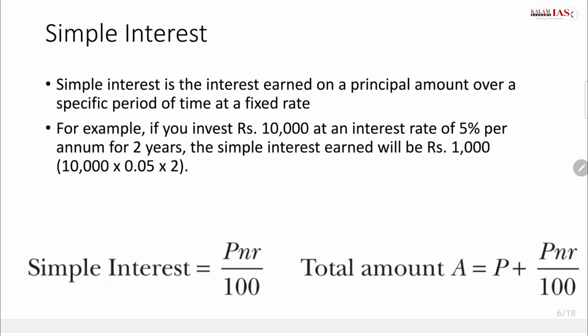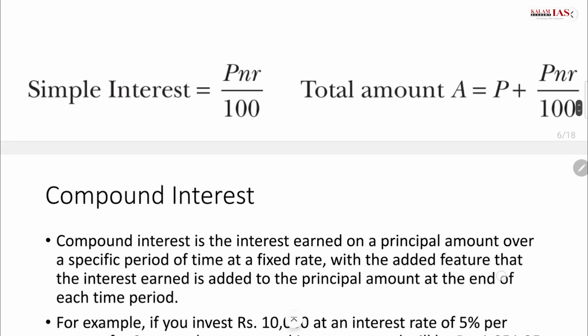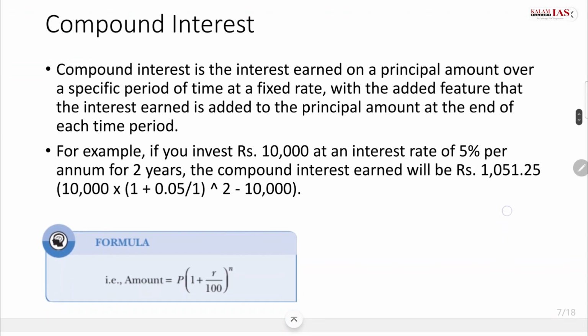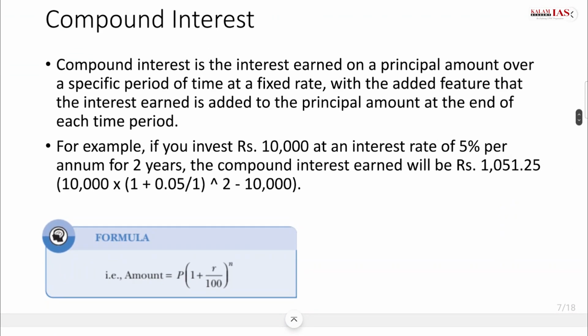Moving on, we'll see the concept of compound interest. There are two types of interest: first was simple and second is compound interest. It is the interest earned on a principal amount, again, for a specific period of time at a fixed rate. Everything is similar, but with the added feature that the interest earned is added to the principal amount at the end of each time period.